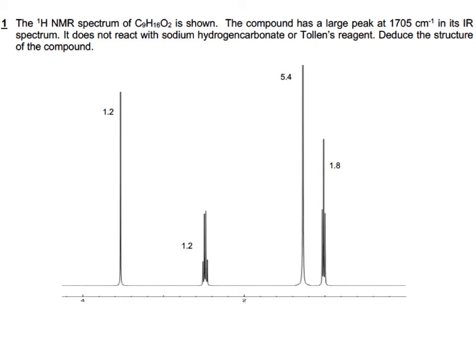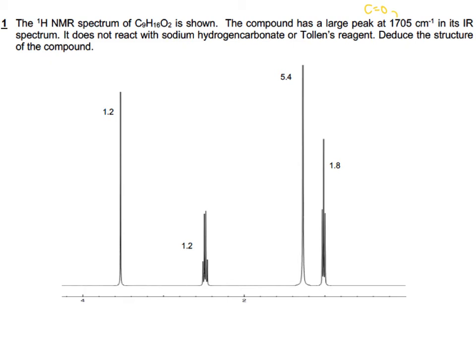So they're giving us a proton NMR spectrum and then they give us a molecular formula. And the first piece of information they give us is that there's a large peak at 1,705 centimeters to the -1. So that's its IR spectra. So we would use our data sheet to look that up and to see that that is clearly a carbonyl. All right, so we know that there's a carbonyl group in this compound.